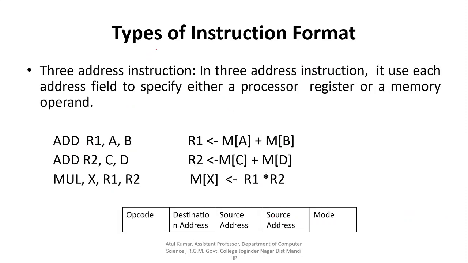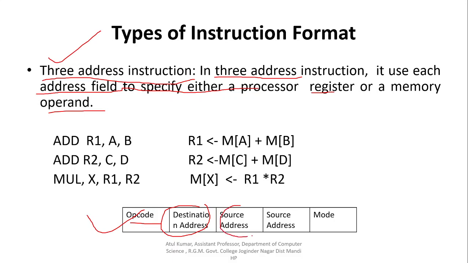So firstly we have a 3 address instruction. In 3 address instruction, it uses address field to specify either a processor register or a memory operand. As the name suggests, it uses 3 addresses. So in case of 3 address instructions, we use 3 addresses as shown in this instruction format. We have an opcode, we have one destination address and 2 source addresses, and one is the mode of the instruction. So there are 3 addresses used in this instruction, so it is called a 3 address instruction.